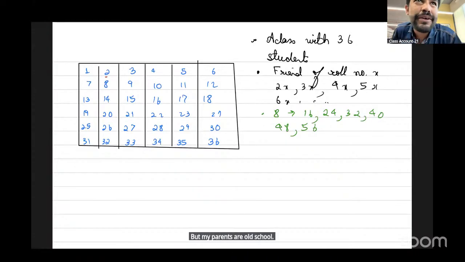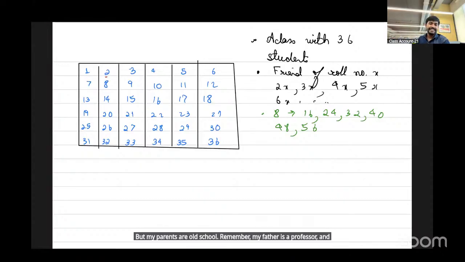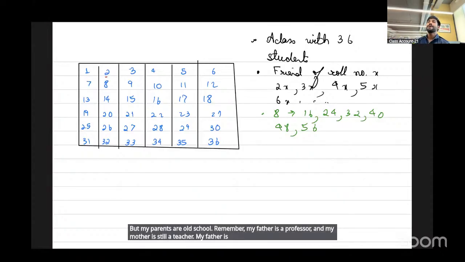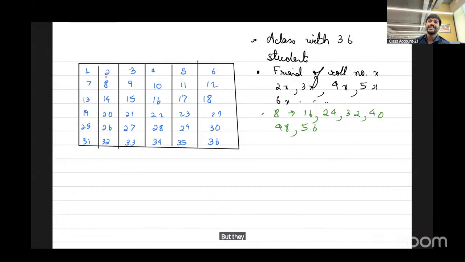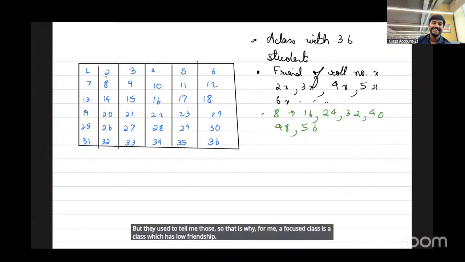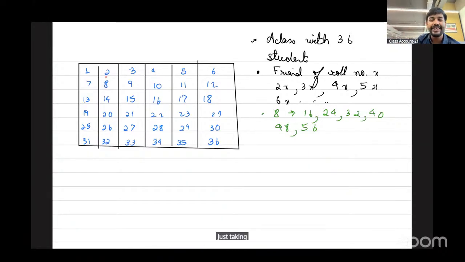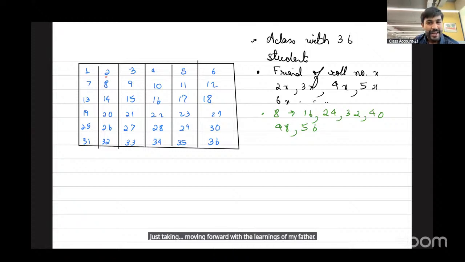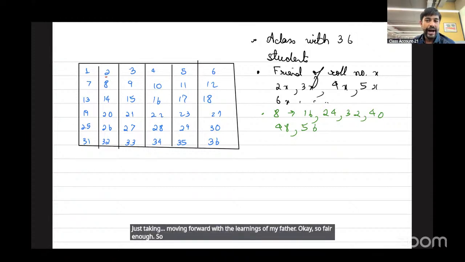My father is a professor and my mother is still a teacher. My father is a retired professor now, but they used to tell me, dosti yaari se door raho. So that is why, for me, a focused class is a class which has no friendship, just moving forward with the learnings of my father. Okay, so fair enough. I want to isolate people from their friends.